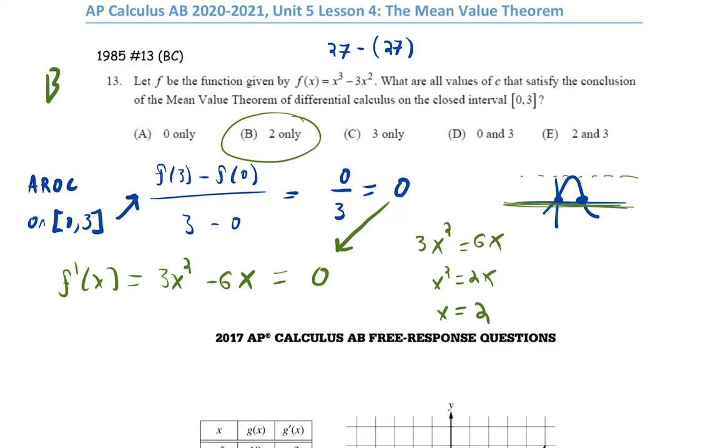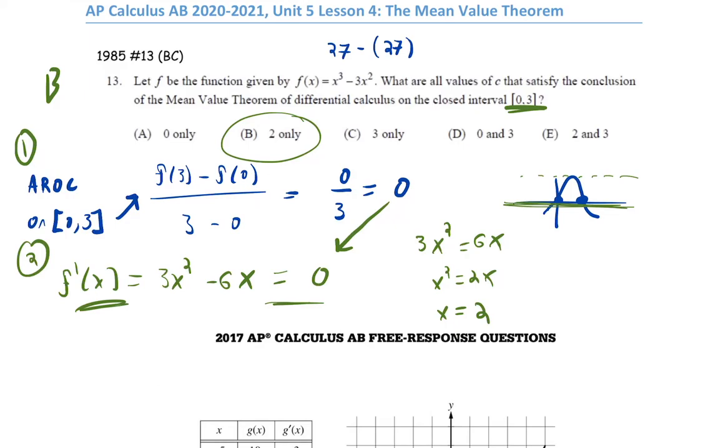One more time, just recap. They told you to apply the mean value theorem. That's almost always going to require the same things. First, find the average rate of change on the interval you were given. Second, set the derivative equal to that average rate of change and solve for what value of x that occurs at. In this case, it happens at x equals 2.